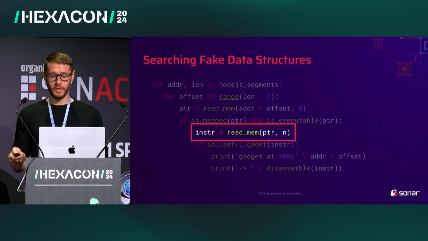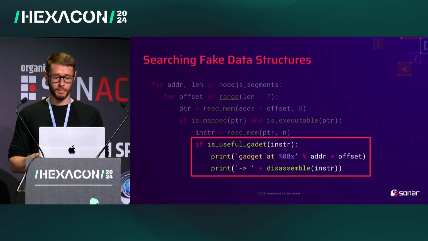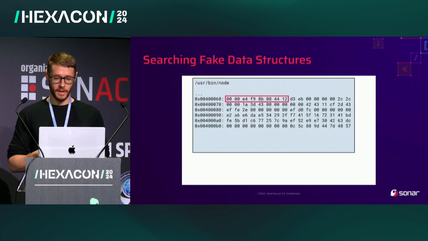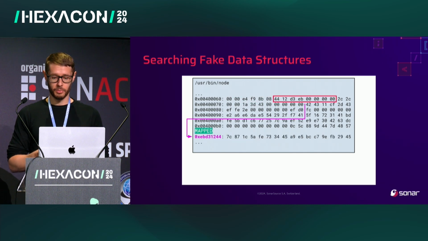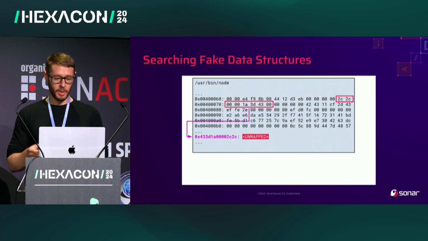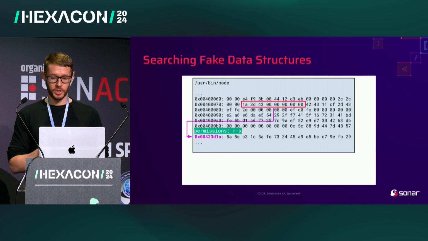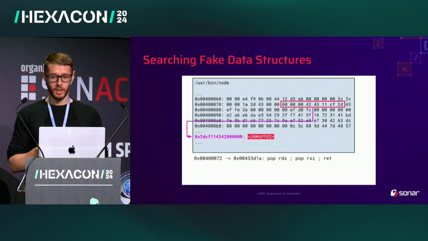If both requirements are fulfilled, we read the first bytes from this memory. For these bytes, we determine if they happen to be a useful ROP gadget. If that's the case, we output the address of the fake data structure and the disassembly of the referenced ROP gadget. So let me also show you a visualization of this. We read 8 bytes at a time, which we assume to be a pointer. If the referenced memory is mapped and has the executable permission, we look at this address and search for a return instruction. If we can find one, we output the address of this fake data structure as well as the disassembly of the related ROP gadget.